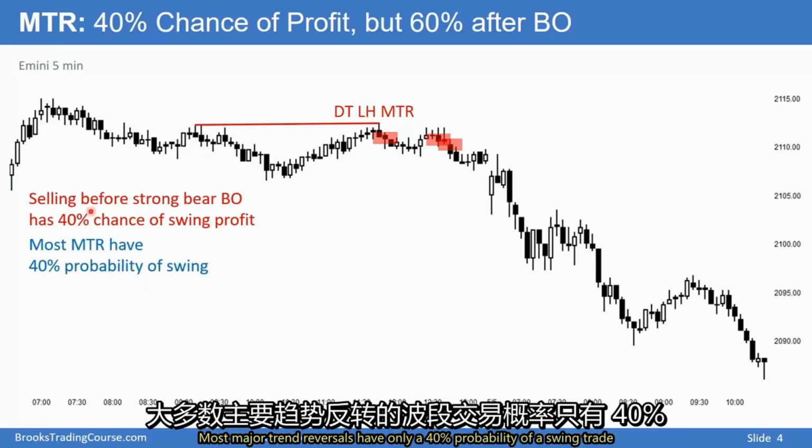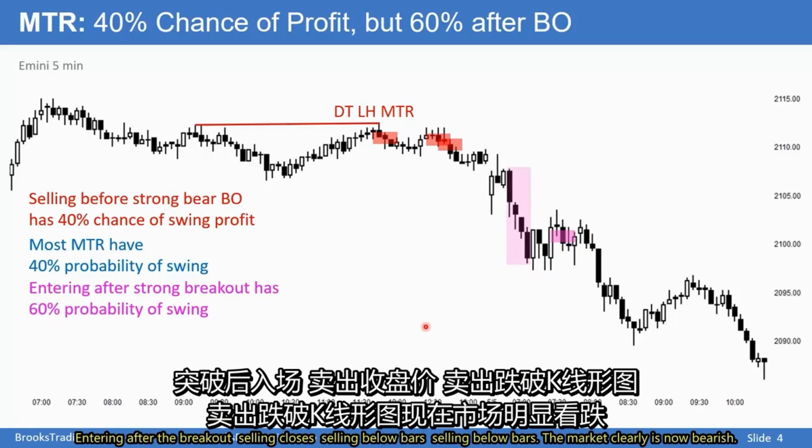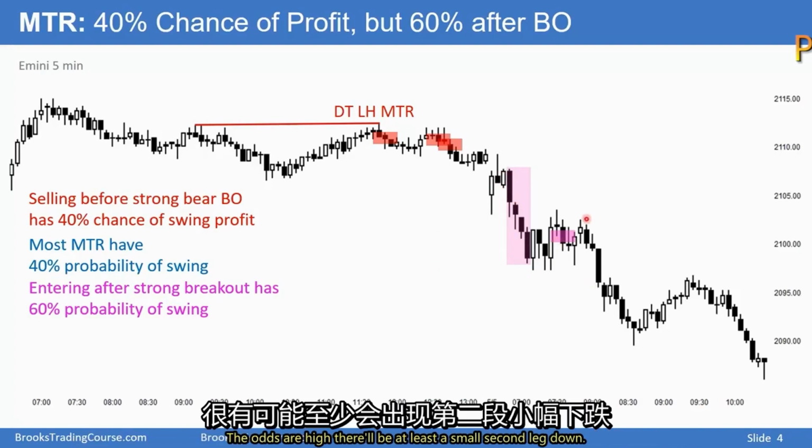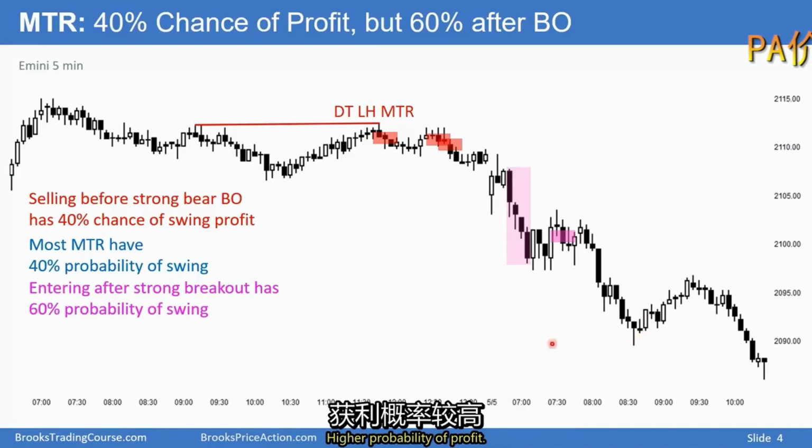Most major trend reversals have only a 40% probability of a swing trade because you're entering before there's a strong breakout and the market clearly has reversed. Entering after the breakout, selling closes, selling below bars, the market clearly is now bearish. The odds are high there'll be at least a small second leg down. Here there's a big second leg down. Higher probability of profit.